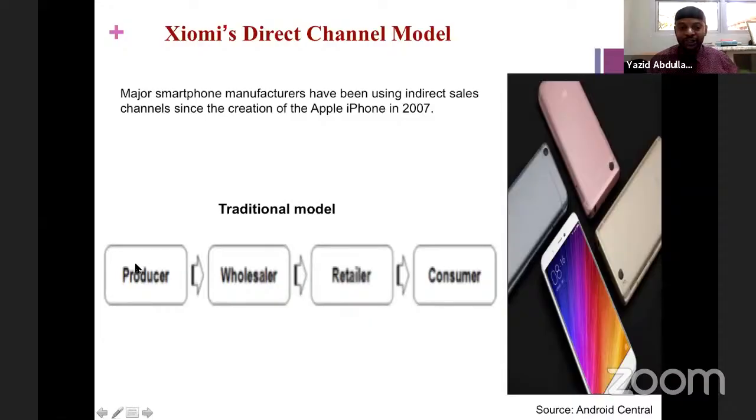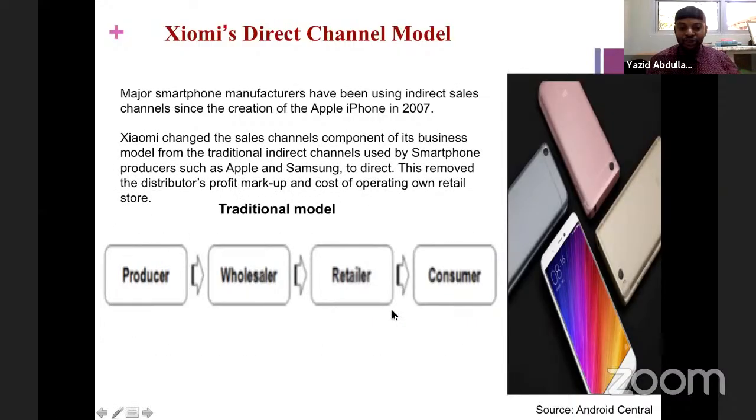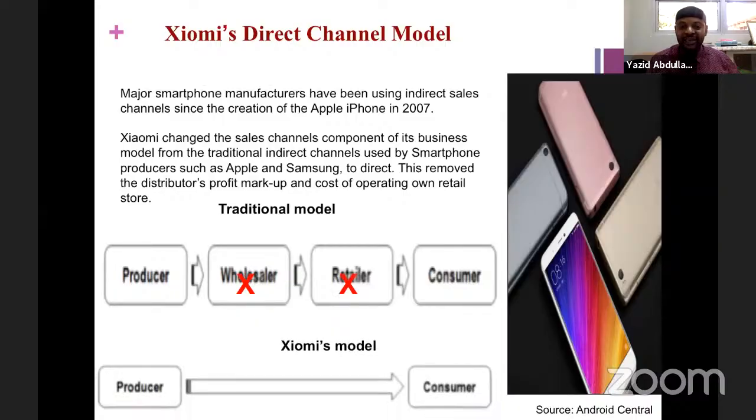So this is called an indirect channel, right? For Apple, this is an indirect channel. So Apple uses indirect channels because they have to sell to wholesalers and retailers. Finally, they get to the consumer. Do you know what Xiaomi did? They said, we're not going to use wholesalers. We don't need them. They also said, we don't need retailers, and we're going to sell directly to the consumer.